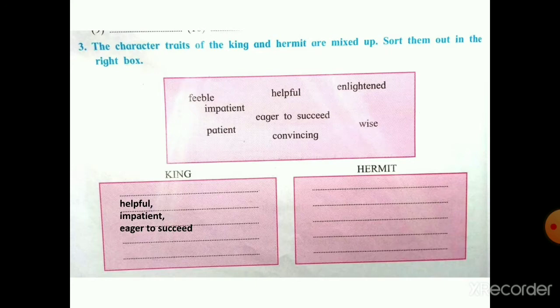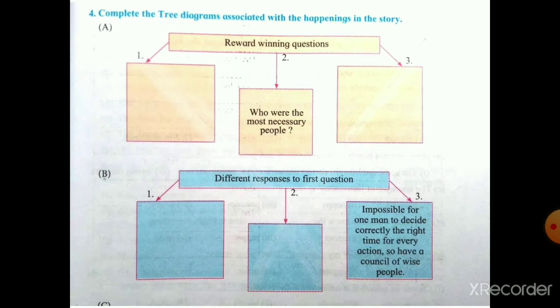So in the column of king we can write down helpful, impatient and eager to succeed. In the column of hermit we can see feeble, enlightened, patient, convincing and wise. Then what we have to do is complete the tree diagram in association with the happenings in the story. From the story we have to complete this tree diagram.